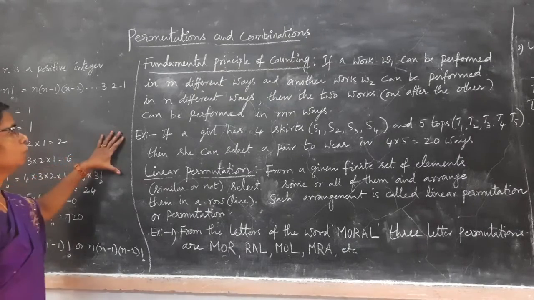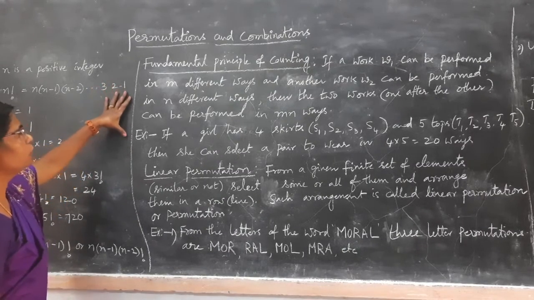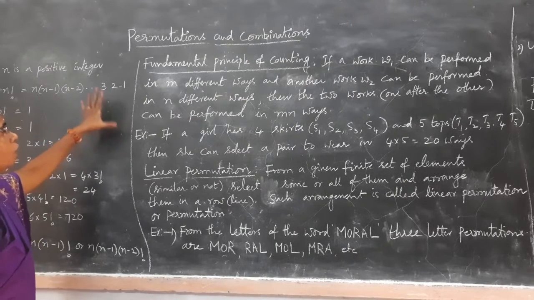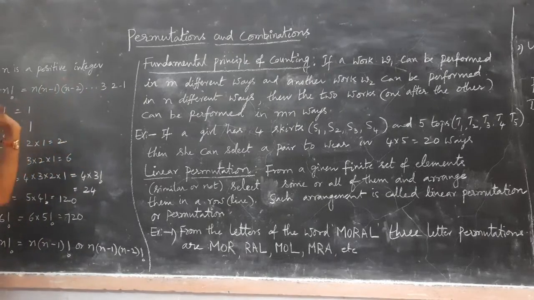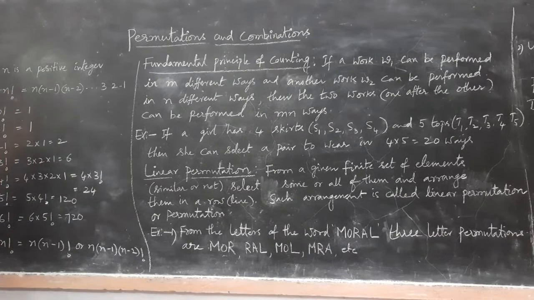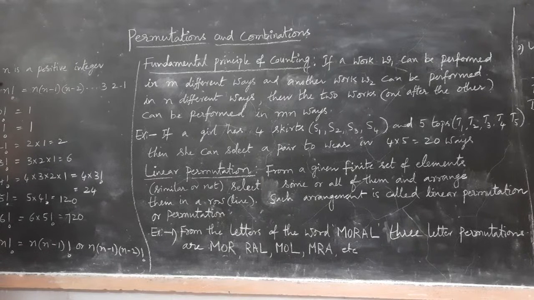First of all, I begin with a certain notation. This is a small introduction about permutations. Permutations and combinations have several applications in statistics, in probability, and in some engineering branches. So see here, if n is a positive integer, a small notation is given.